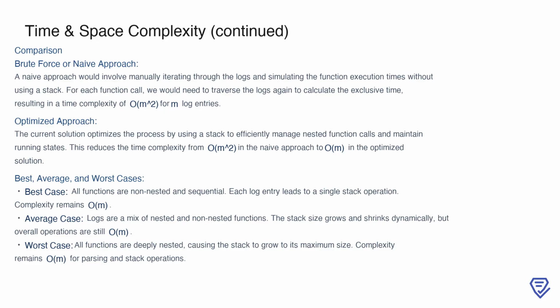The best-case scenario occurs when all function calls are non-nested and sequential, where each log entry leads to a single stack operation, resulting in O(m) complexity. In an average case, where there is a mix of nested and non-nested functions, the stack dynamically grows and shrinks, but the overall time complexity remains O(m). Even in the worst case, with all functions deeply nested and the stack growing to its maximum size, the complexity still remains O(m) due to efficient parsing and stack operations.